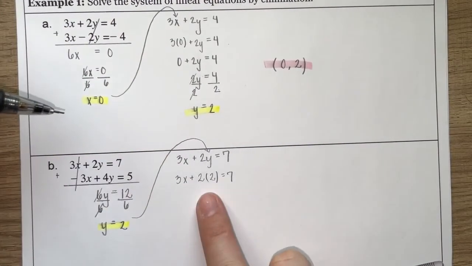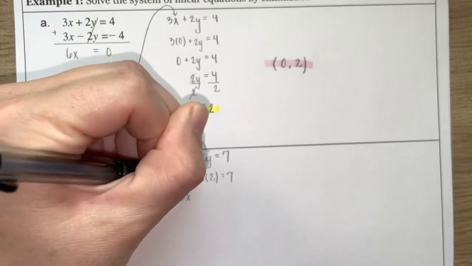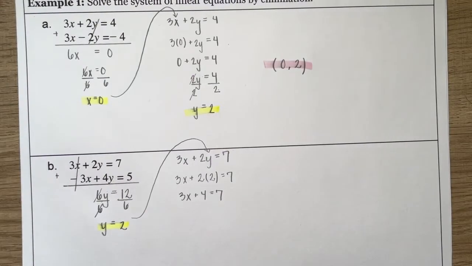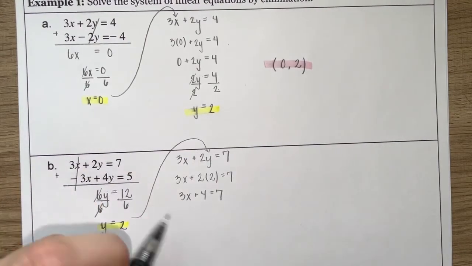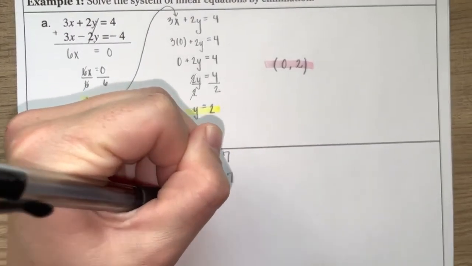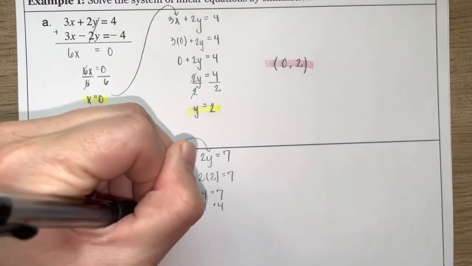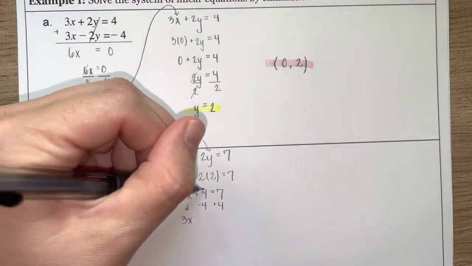And then I'll start to simplify. I can multiply the 2 times 2. So 3x plus 2 times 2 is 4 equals 7. And then now I have a 3 being multiplied by x and a 4 being added to x. So if my goal is to solve for x, I want to isolate it. So I can undo this plus 4 first. I'll bring down the 3x. So I'm going to undo the plus 4 by subtracting 4 on both sides.